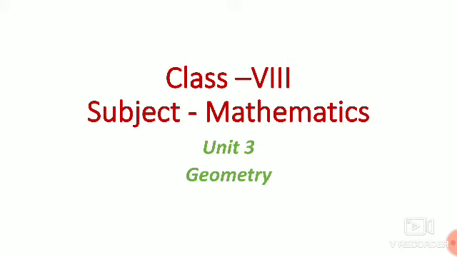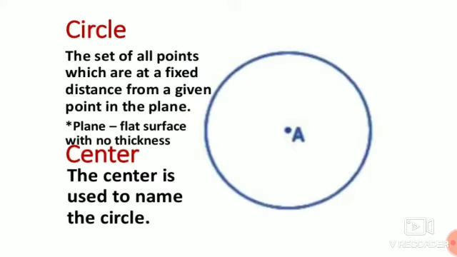3 Geometry. In subunit 3.3 you have learnt about the circle and its components. Let's revise it. The circle is the set of all points which are at a fixed distance from a given point in the plane. This is the plane. Plane means the flat surface with no thickness. This is the plane and this point A is the fixed point.